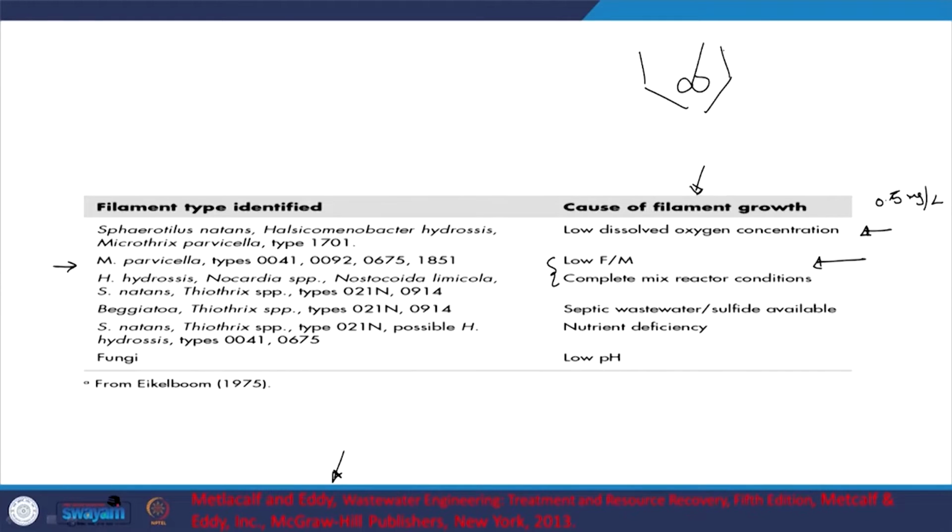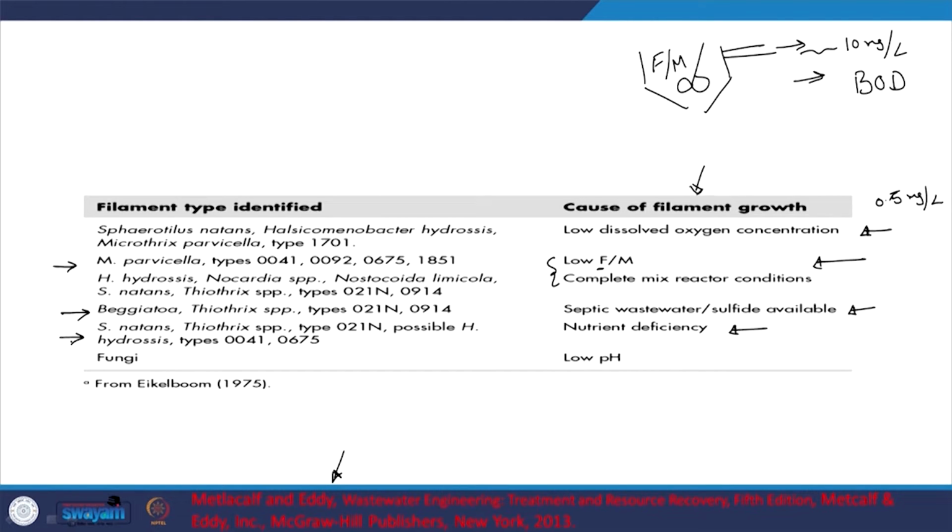If it's continuously stirred, whatever goes out will be the same concentration as within. So if I have low F by M because I want low waste, let's say 10 milligram per liter BOD in my effluent, well, again, this is an extreme case. So obviously I'll have low F by M in my completely mixed reactor system. Another case is when we have sulfide available and some septic wastewater coming in at different times of the day, then you can have a different kind of filament growth. And nutrient deficiency again leads to a different kind of filament.